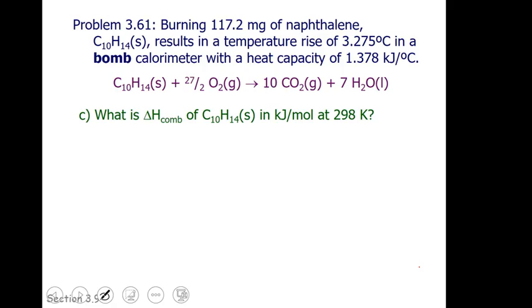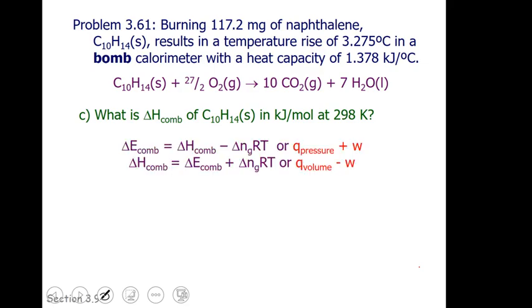We want to know not the energy of combustion, but the enthalpy of combustion of this material. So now we need to think about what kind of work would have occurred if we ran the reaction at constant pressure. So I remind you that the change in energy of combustion is equal to the change in enthalpy of combustion minus Δn_g RT. This is essentially saying heat at constant pressure plus work is going to give us the energy change of combustion.